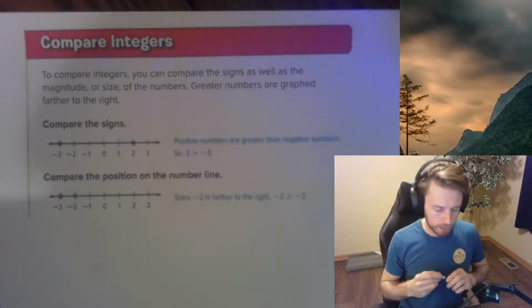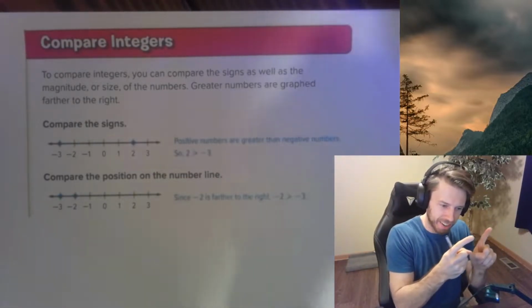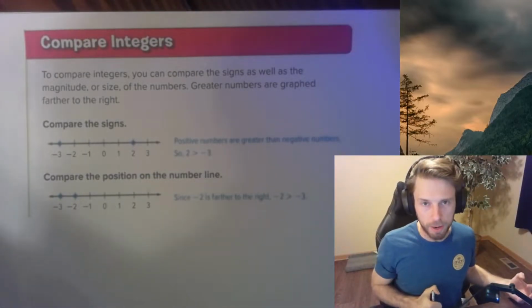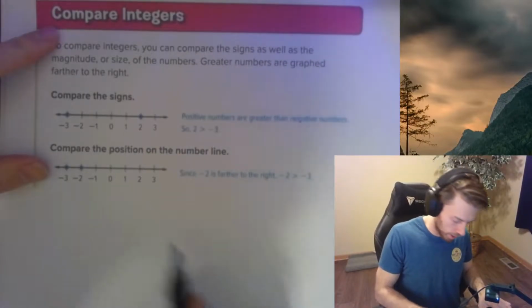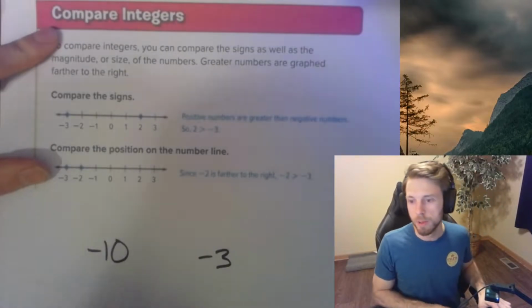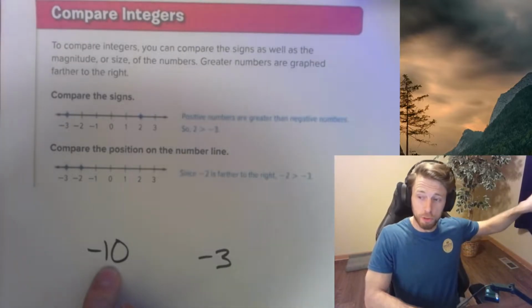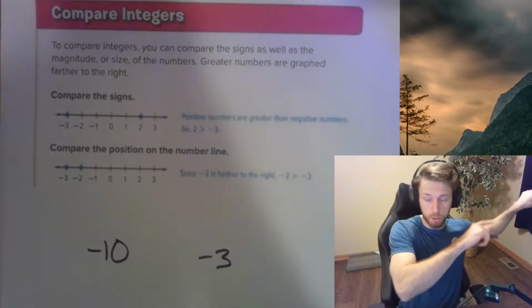And the reason we're doing this lesson is because negative numbers going down further into the negatives look like they're getting bigger. For example, negative 10 looks like it might be bigger than negative 3. But in fact, negative 10 is smaller because it is further away from 0 on the number line. Further down the other way, right?